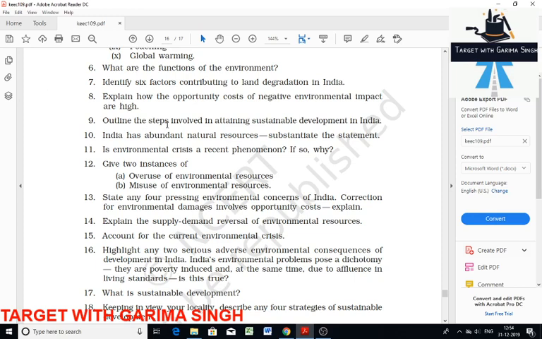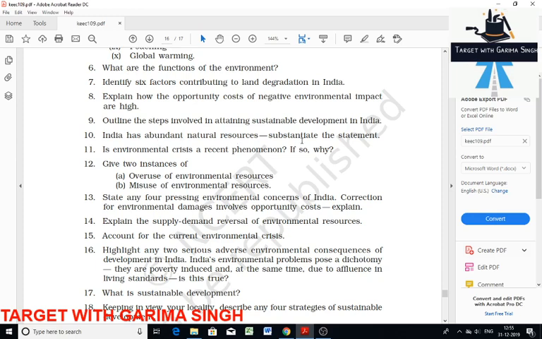Outline the steps involved in attaining sustainable development in India. Biopest control, biocomposting, traditional knowledge and practices, mini hydel plants, solar power through photovoltaic cells, wind power, CNG in urban areas, LPG and gobar gas in rural areas, use of non-conventional sources of energy. These are strategies to achieve sustainable development.